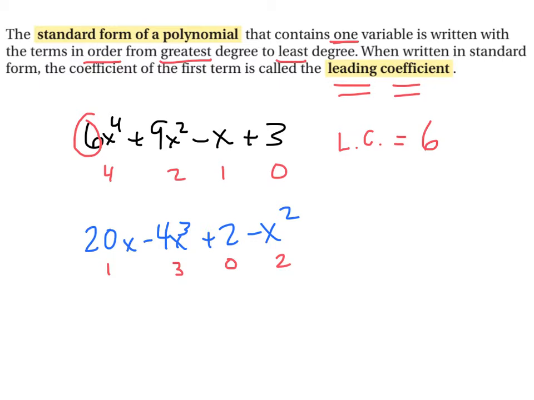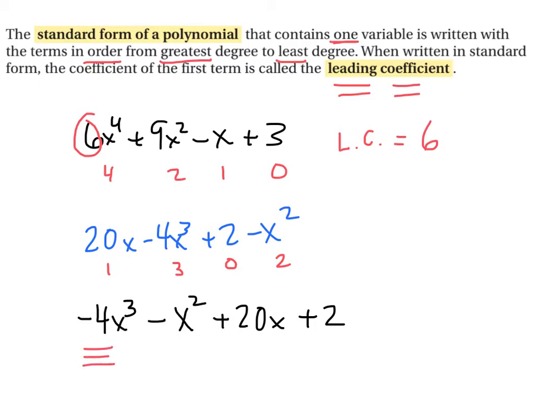So here's what this polynomial looks like in standard form. It would be negative 4x cubed, that's the highest degree term, minus x squared, that's the second highest degree term, plus 20x, and then plus 2. And that leading coefficient turns out to be negative 4. It's the coefficient out in front of the highest term.